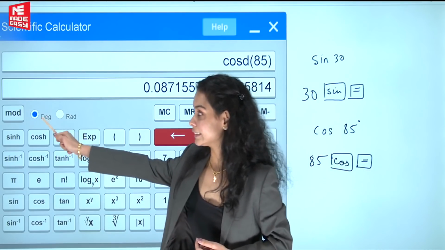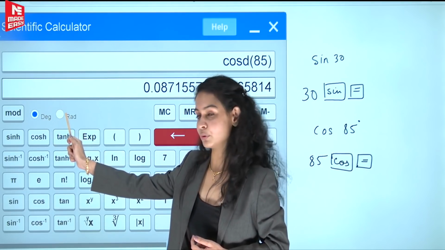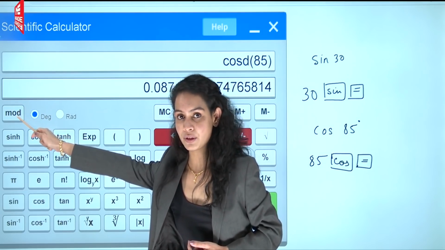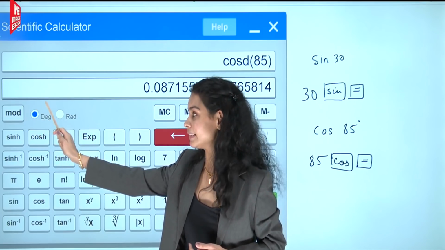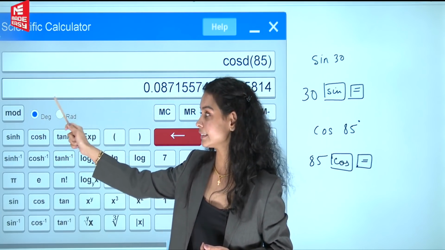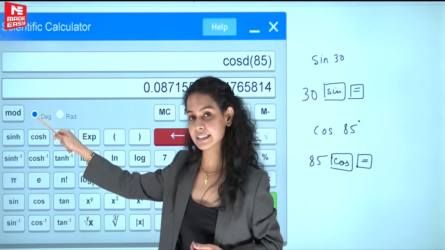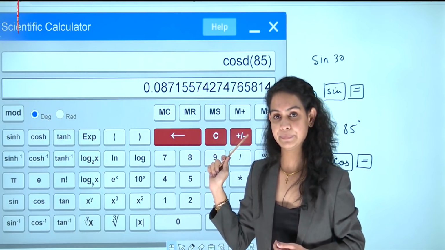One more thing, this is your degree mode, this is your radian mode. This MOD mode, we have no use for it, we never have to press it. Please ensure before performing the calculations that the calculator is in degree mode. Enter the values in degrees.